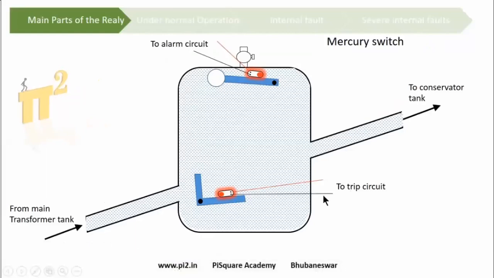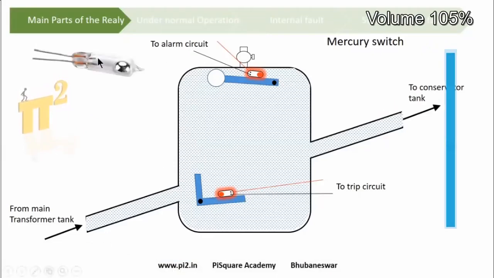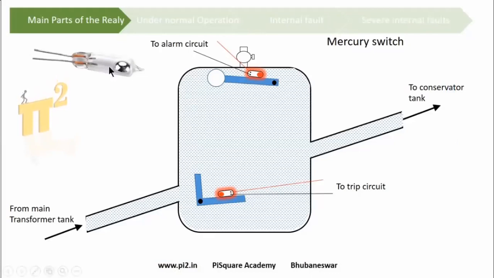And these mercury switches play a key role in activating the alarm as well as trip circuits. This is what the mercury switches look like. It costs hardly 12 rupees. It's just like any other normal switch, but it can be activated by tilting this. If this gets tilted, this mercury will roll over to here, which will short these two contacts.